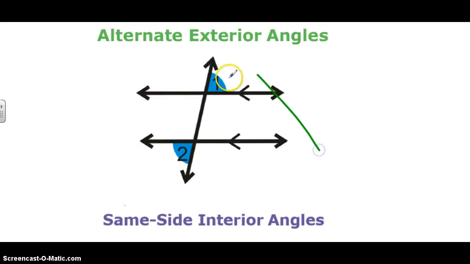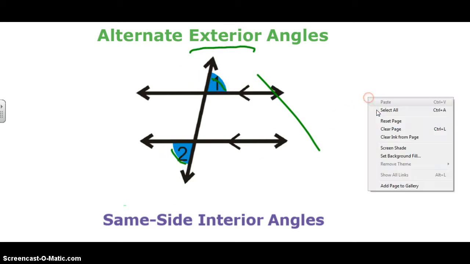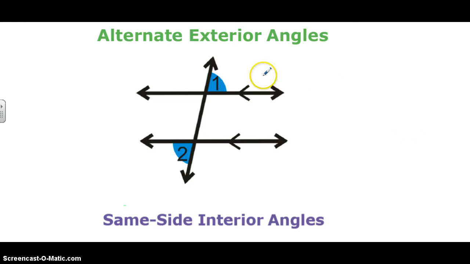All right, let's go down to the second one. Now these two angles, angles 1 and 2, are on the exterior of the parallel lines. Since they're on the exterior, we would call them exterior angles, but are they on the same side or opposite sides of the transversal? Remember, this is the transversal. And since they are on opposite sides, we could say that they are alternate exterior angles.